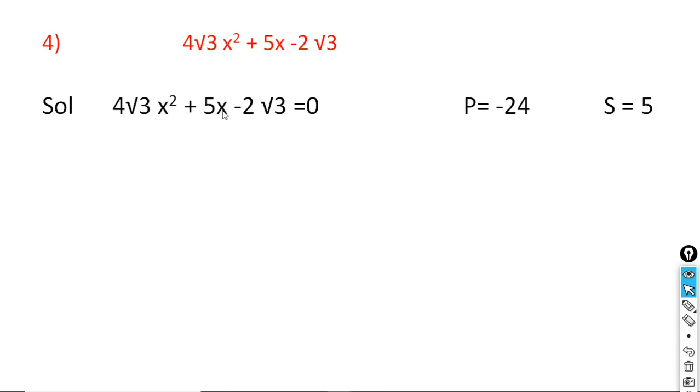First we identify the product. For identifying the product, the first and last terms are multiplied. 4 into −2 we get −8. √3 squared gives you 3. So we get −24. And the sum is equal to 5.